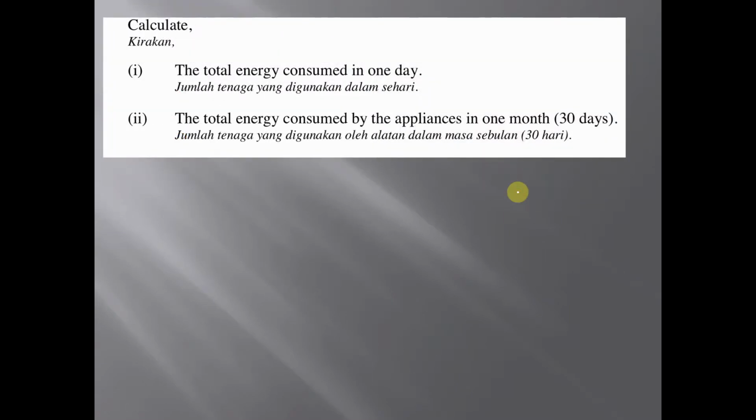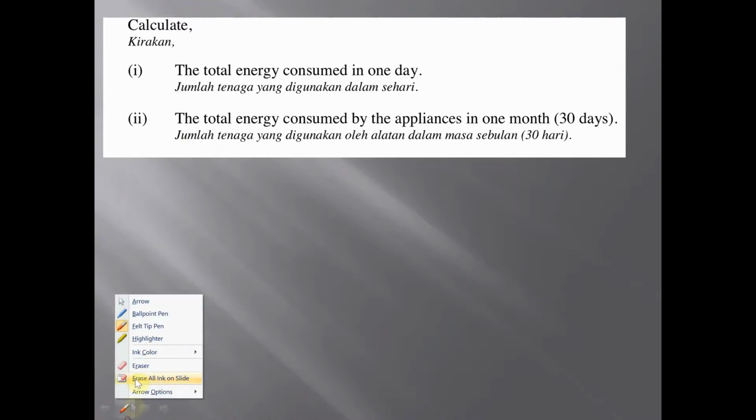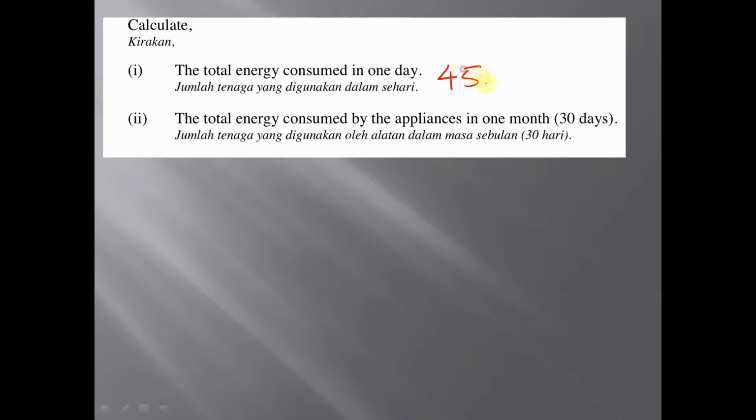And what else do they want? Just now we already found out the total usage per day, kita sudah dapati jumlah penggunaan sehari adalah 45.6 kilowatt hour. Okay, the next thing they want you to find out is the consumption in 30 days. Kalau 30 hari pula macam mana? I don't think this is difficult for all of you. So 45.6 kilowatt hour is per day. So we just have to multiply by 30, 30 days. So multiply by 30, obviously you can use a calculator.